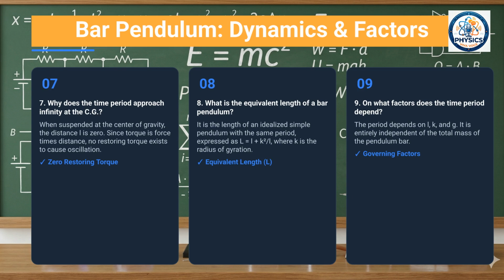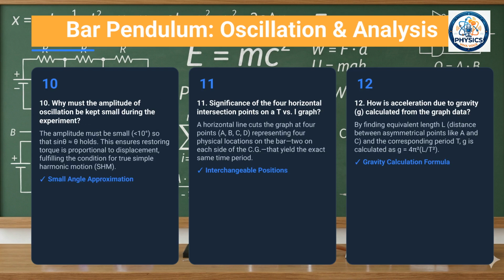The equivalent length L is the length of an idealized simple pendulum with the same period, defined as L equals l plus k squared / l. The time period depends on l, k, and g, but not the bar's total mass. The oscillation amplitude must be kept small, less than 10 degrees, to ensure the small angle approximation holds, fulfilling the condition for simple harmonic motion.